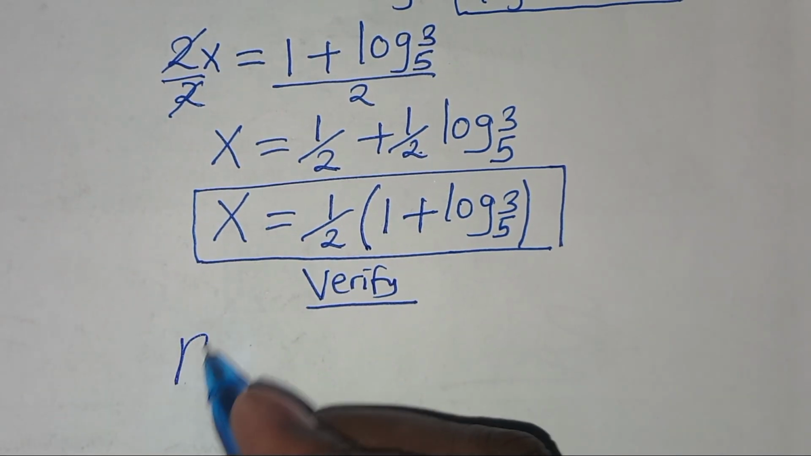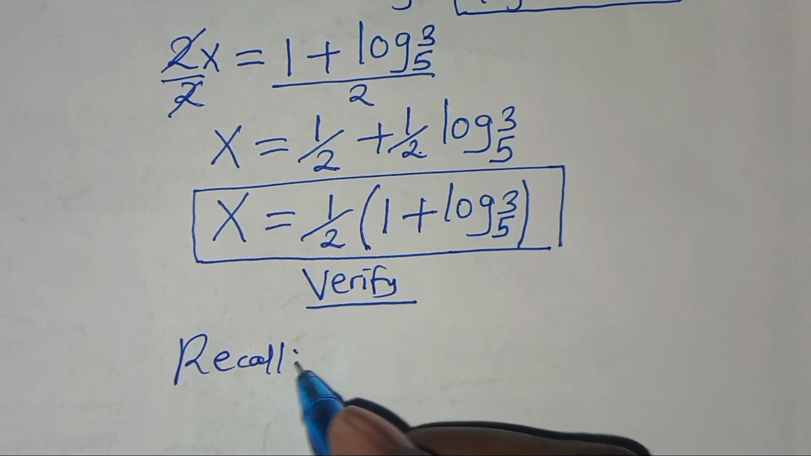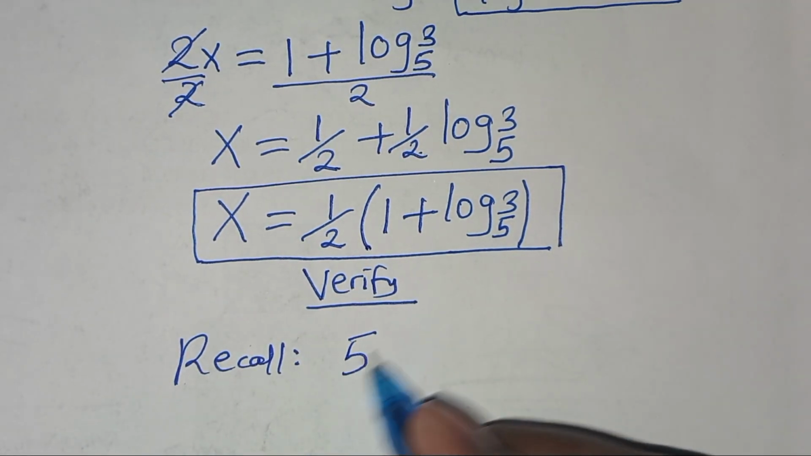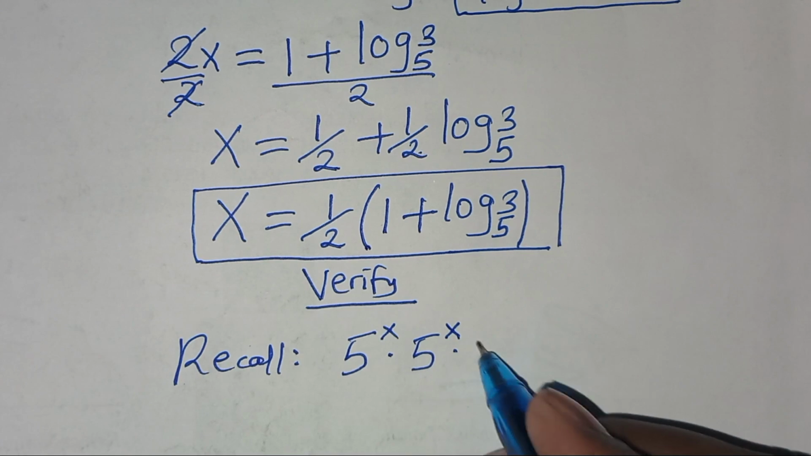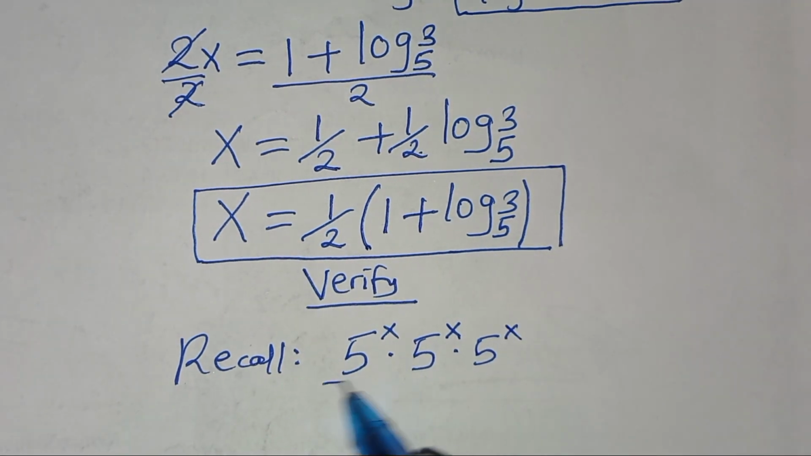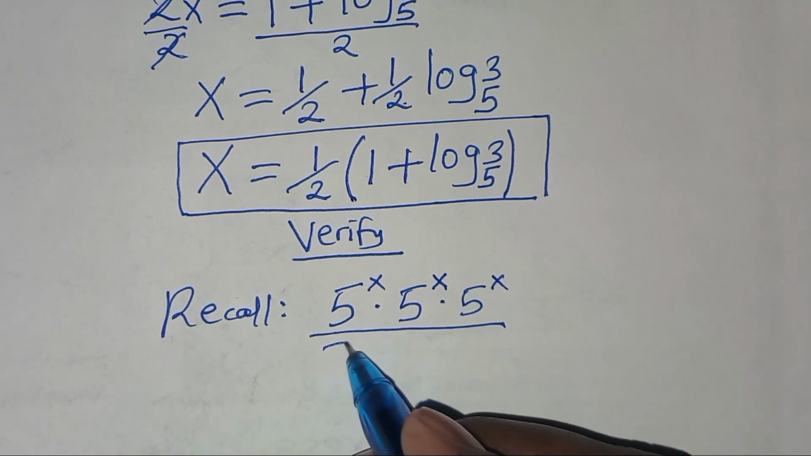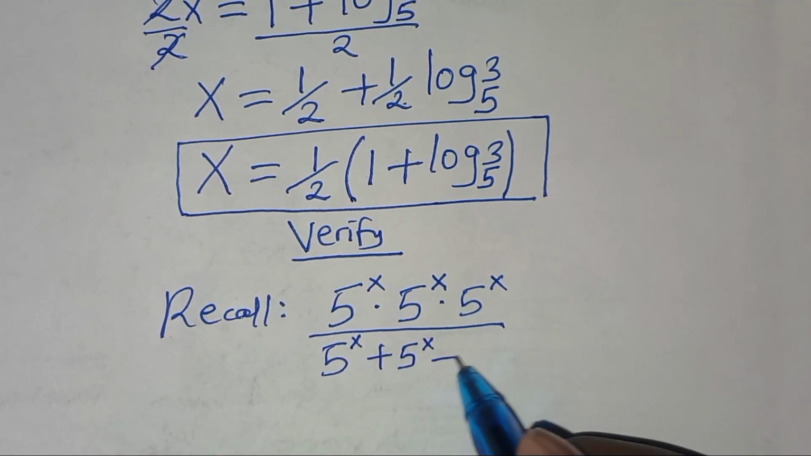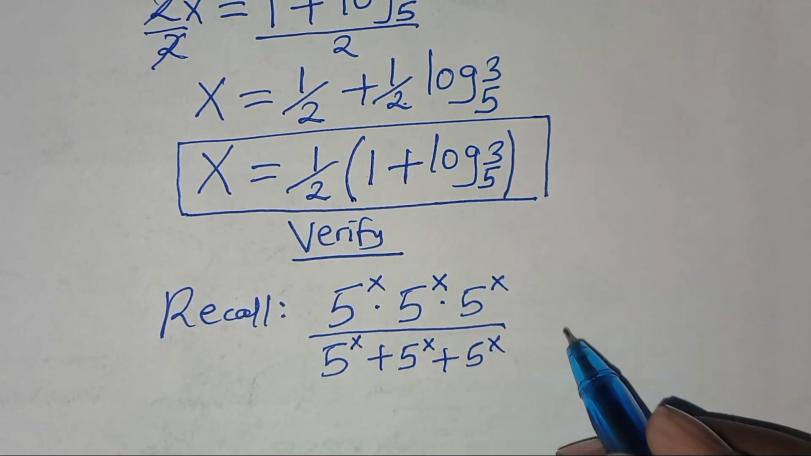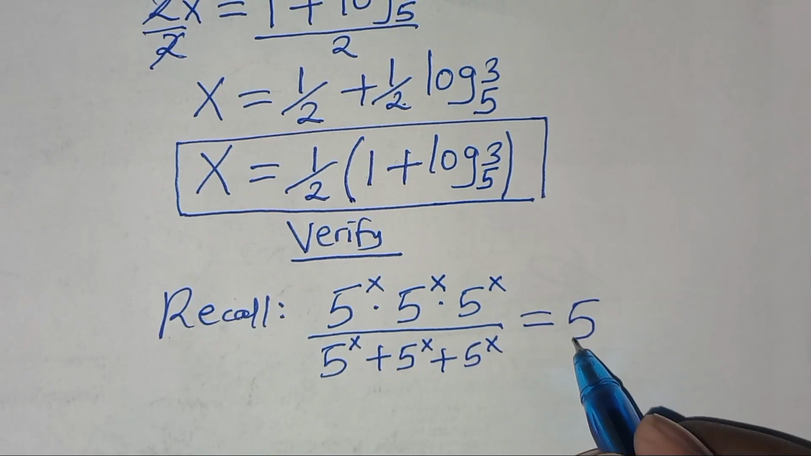Now, if you recall here, we had 5 to the power x times 5 to the power x times 5 to the power x, divided by 5 to the power x plus 5 to the power x plus 5 to the power x. This should give us a value of 5.